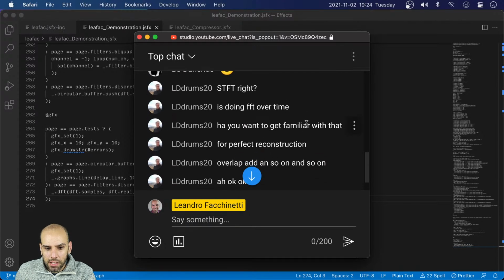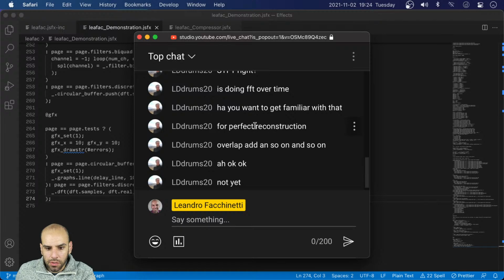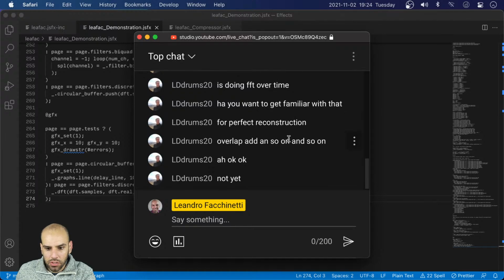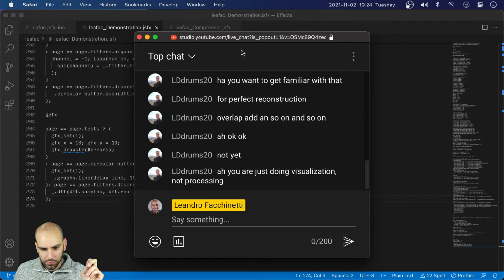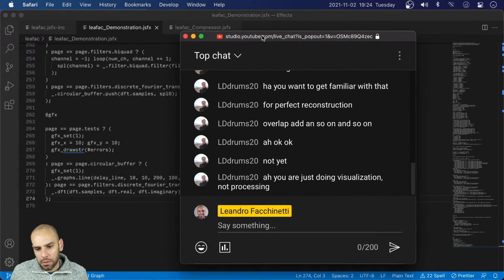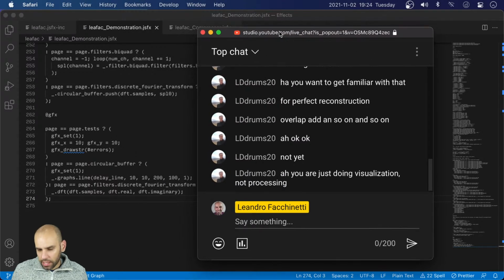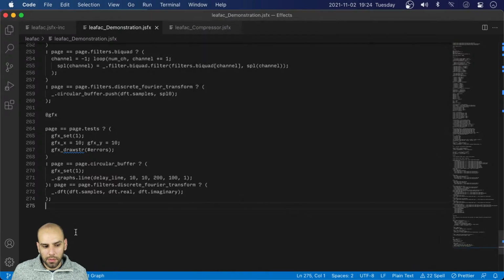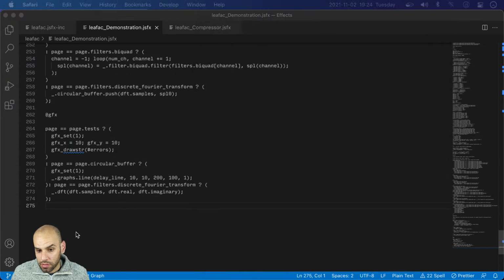You want to get familiar with perfect reconstruction, overlap-add, and so on, yeah. Okay, so yeah, there are many things that we need to talk about. Windowing, overlap-add, lots of stuff. It's not so simple. And I'm just doing visualization right now, but I want this to be able to work with processing audio in the frequency domain.